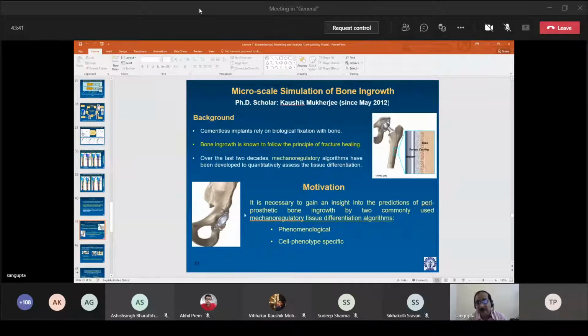Okay, so the motivation lies here, that it was necessary to gain an insight into the predictions of periprosthetic. Periprosthetic, I hope you know the term. So periphery of the prosthesis, bone ingrowth by 2 commonly used mechanoregulatory tissue differentiation algorithms. So one was the phenomenological algorithm, another was a more detailed cell-specific, cell phenotype-specific algorithm.